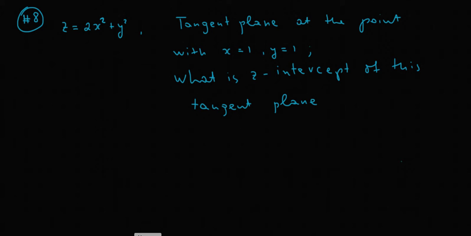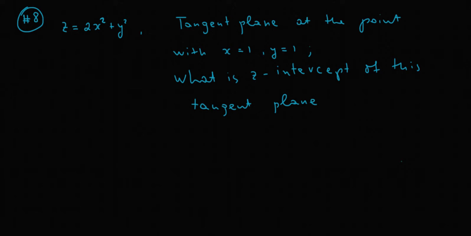In problem number 8, we need to find the tangent plane to the paraboloid given by the equation z equals 2x squared plus y squared at the point with the x coordinate equal to 1 and y coordinate equal to also 1. And the question in the problem is, what is the z-intercept of this tangent plane?